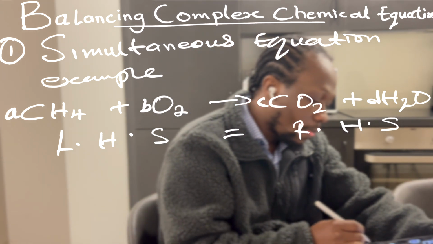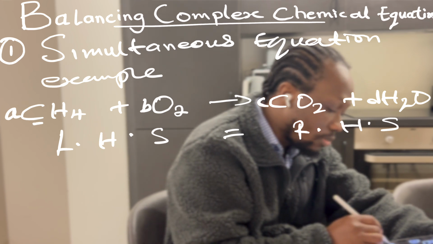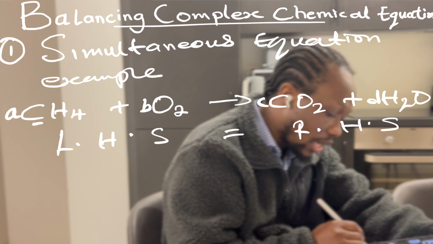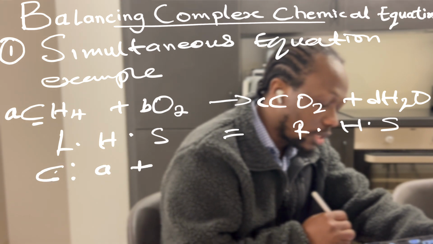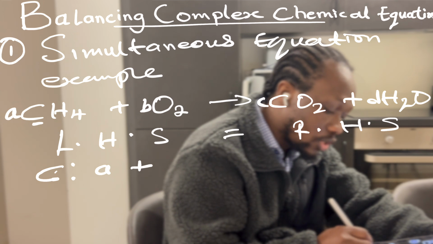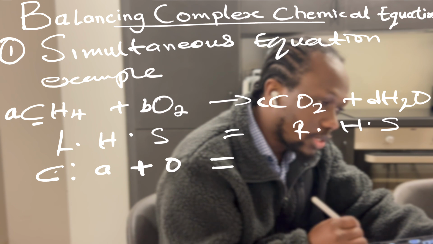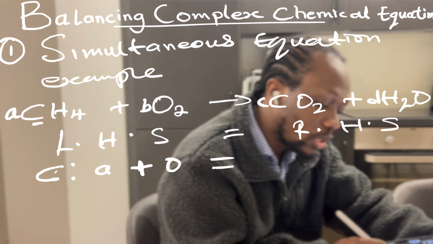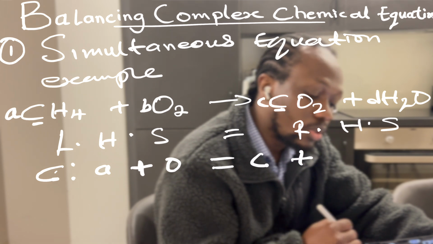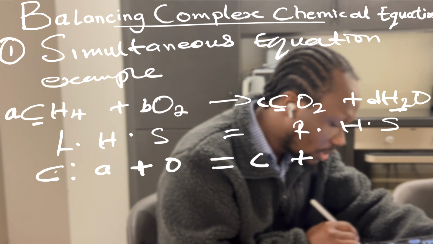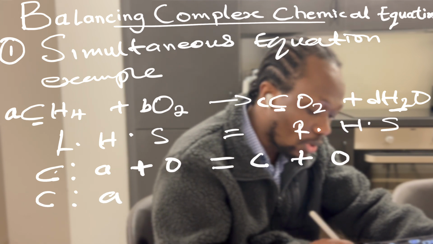So in this case, we have carbon, and carbon here is just 1. So 1 times A will give us A. Now there's no carbon in the oxygen molecule, so this gives us 0, equals, in carbon dioxide we have 1 carbon also, so 1 times C gives us C, plus in the water molecule there's no carbon, so this is 0. So in the case of carbon, we've been able to say that A equals C, so I'll call this equation 1.